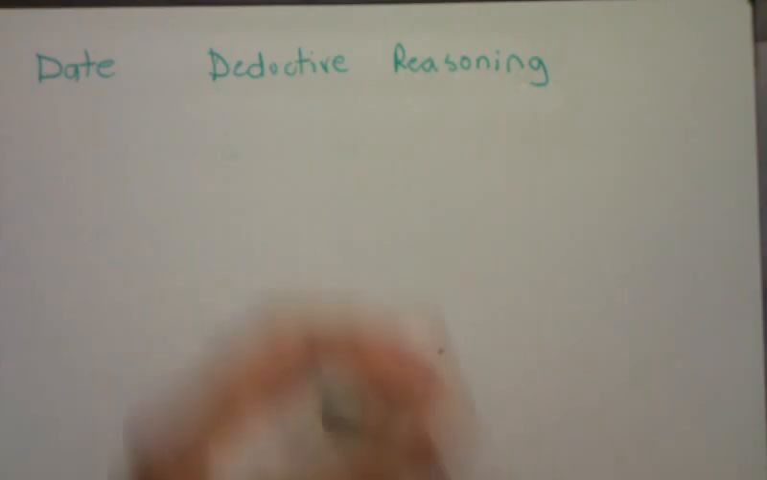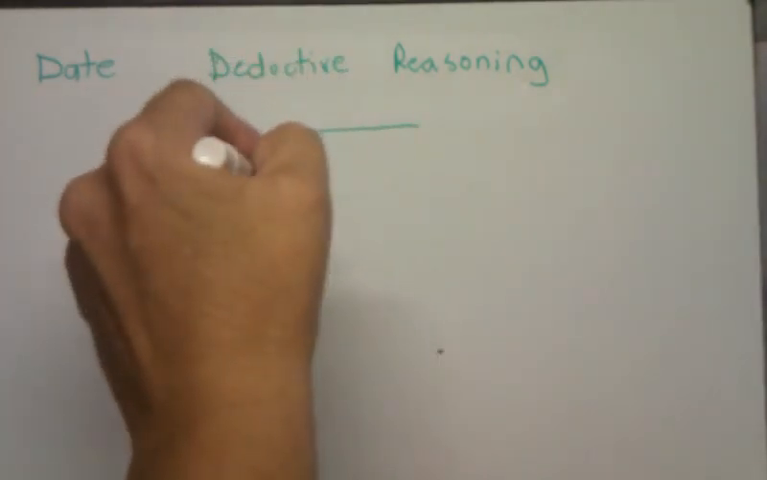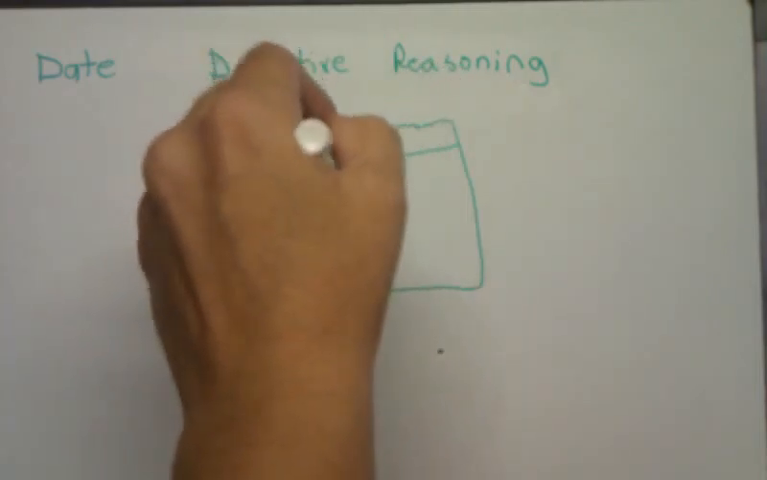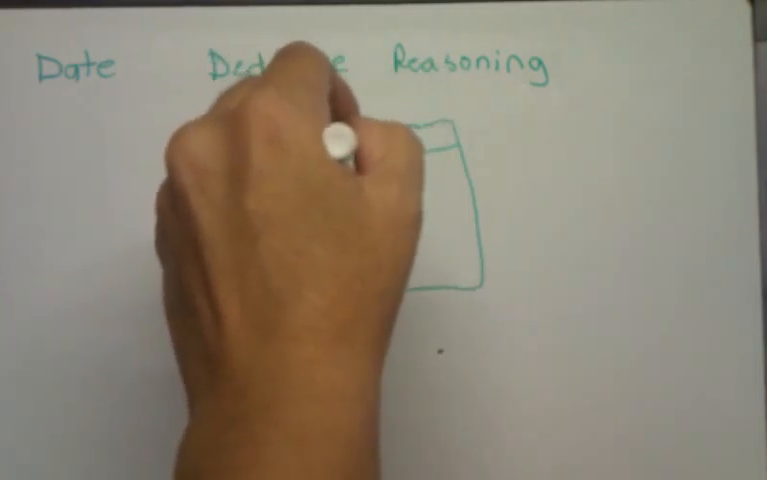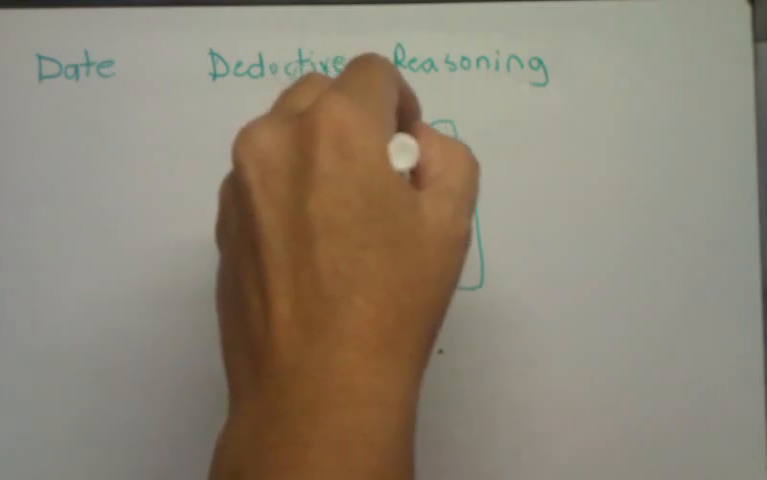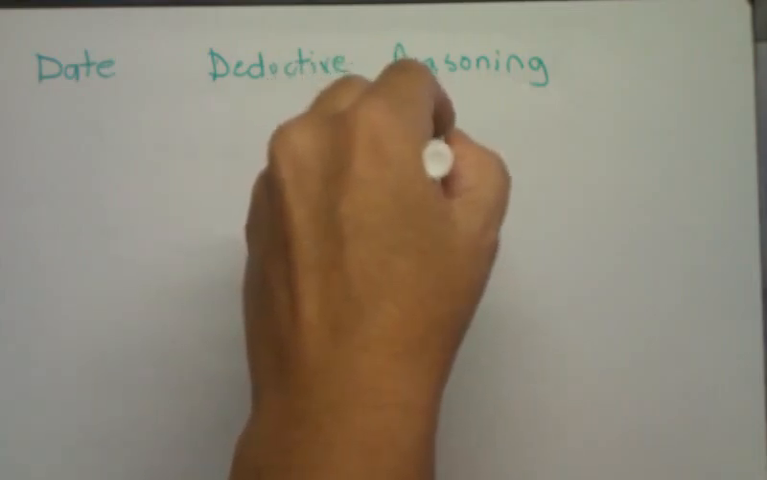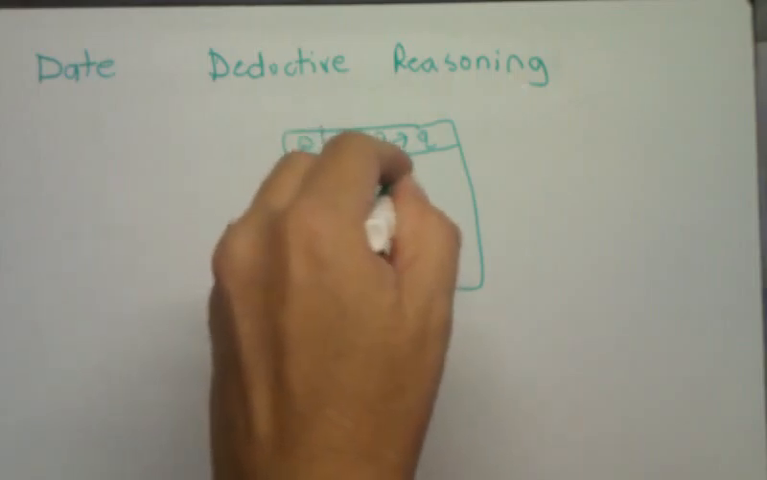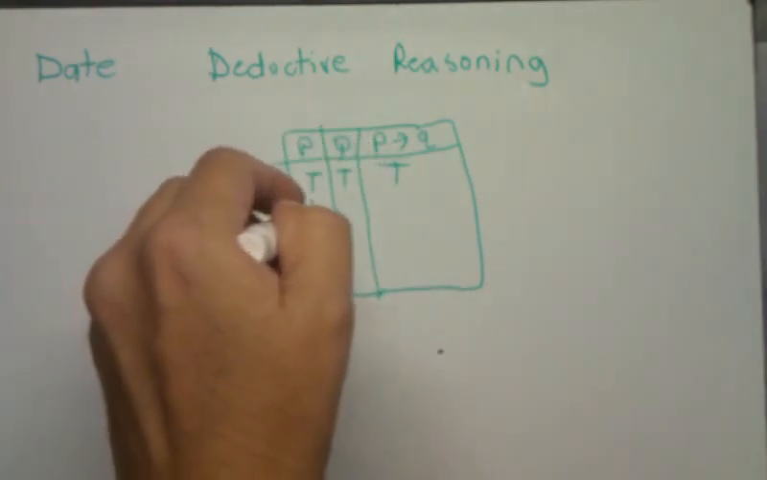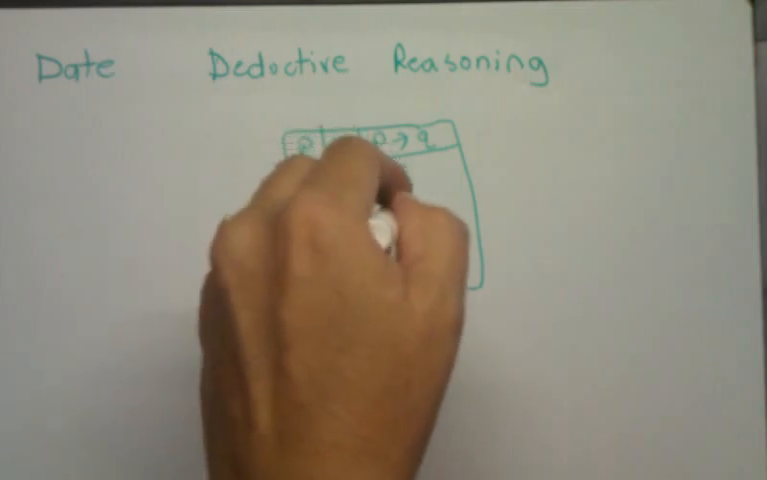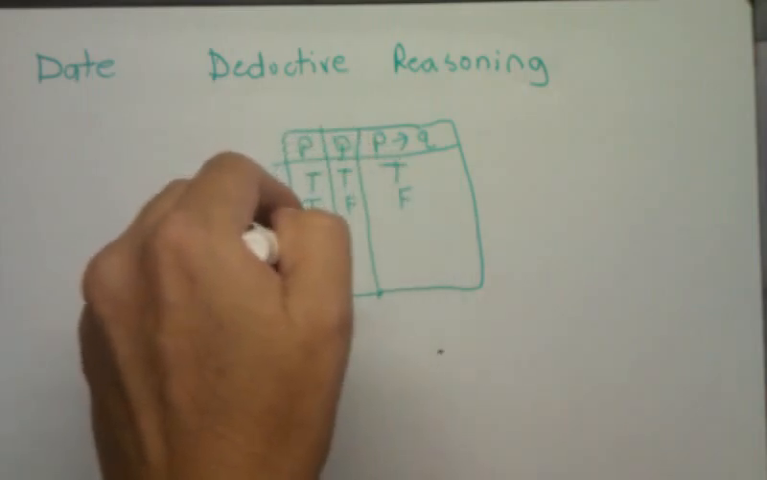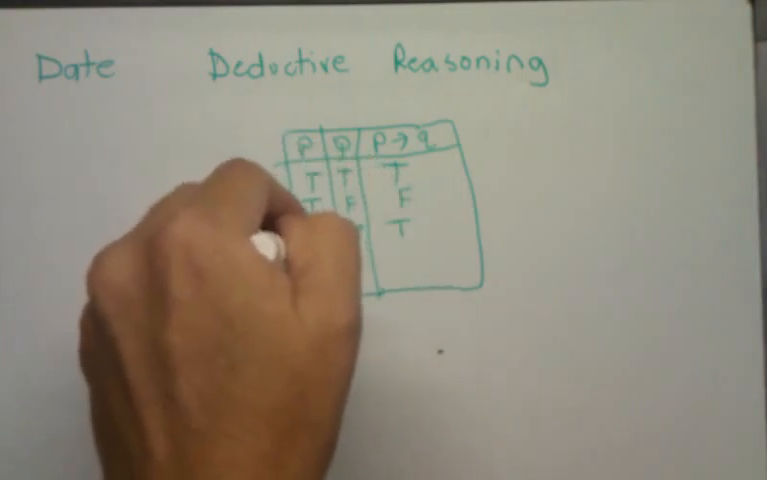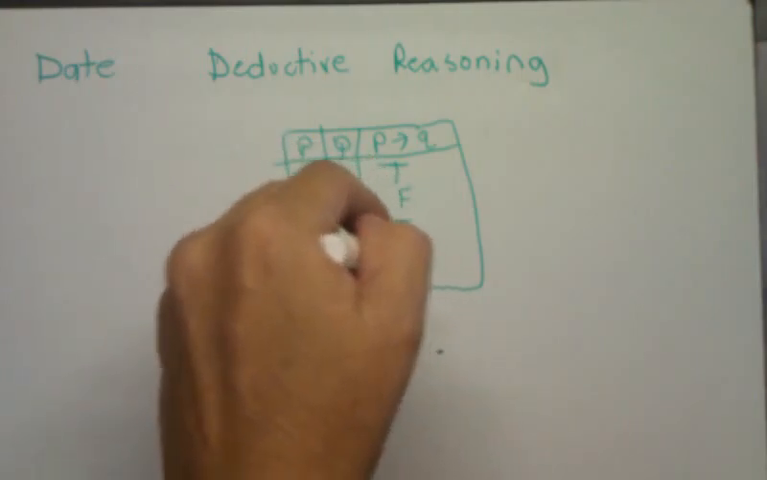Observe the truth table. This is in your notes, so you don't have to write it. It's a conditional truth table. Here's P, here's Q. If P, then Q, or P implies Q. We said if P is true and Q is true, then the condition's true. If P is true and Q is false, the condition is false. If P is false, it doesn't matter what Q is. The condition is true.